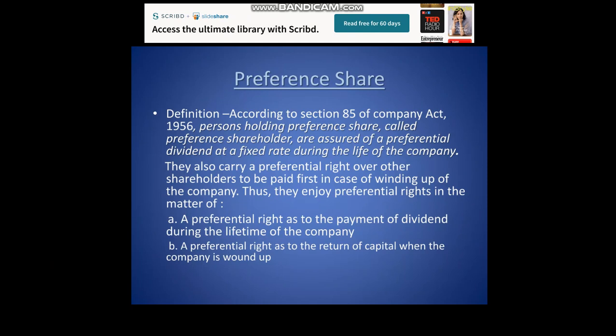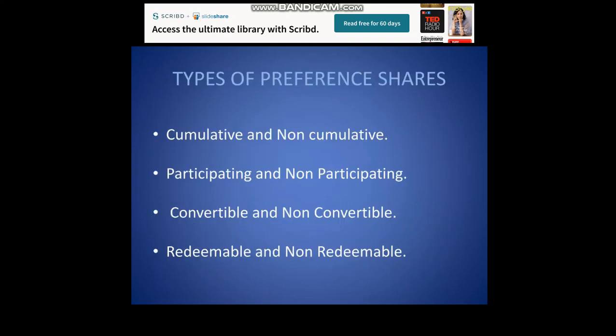They also carry a preferential right over other shareholders to be paid first in case of winding up of the company. Thus, they enjoy preferential rights: a preferential right as to the payment of dividend during the lifetime of the company, and a preferential right as to the return of capital when the company is wound up.